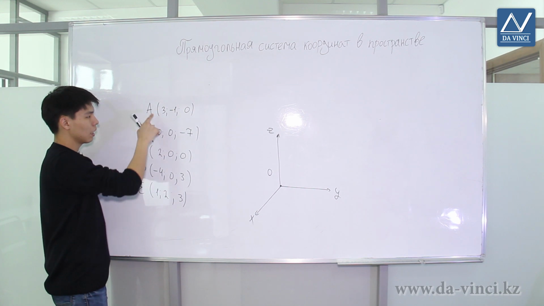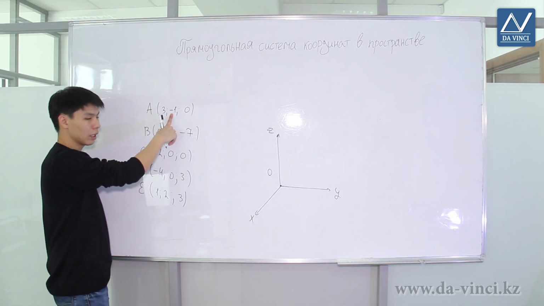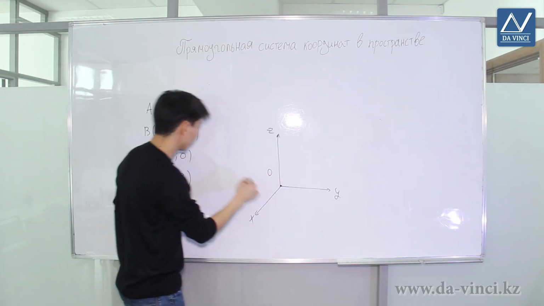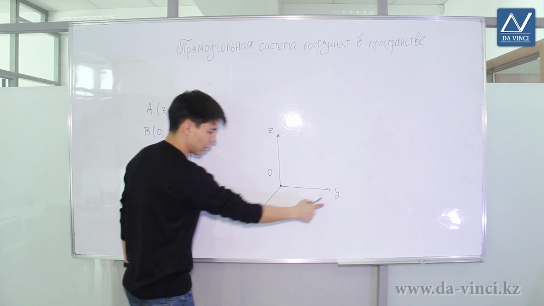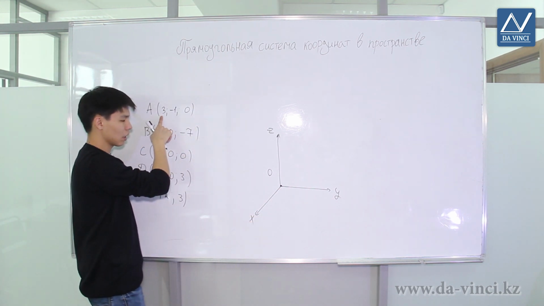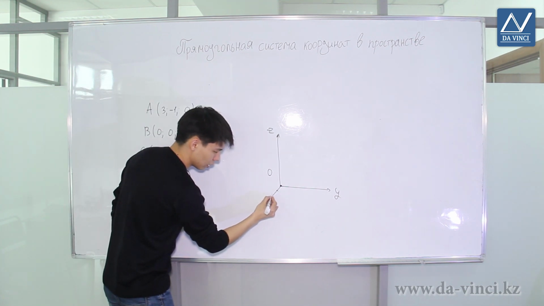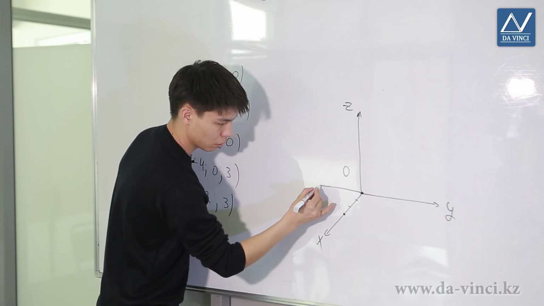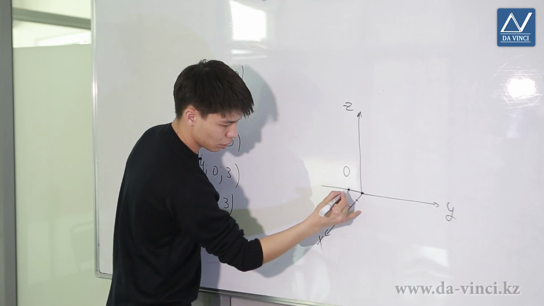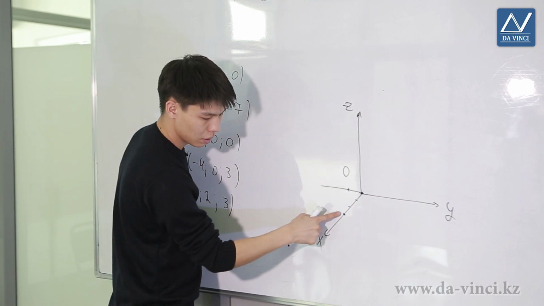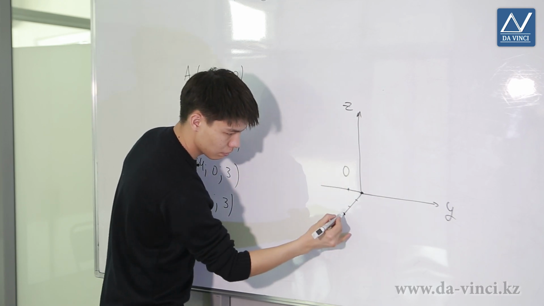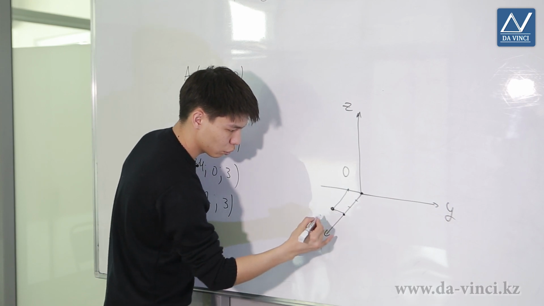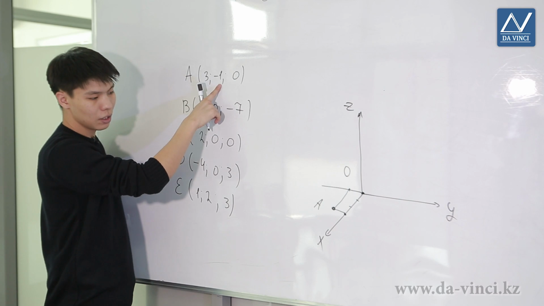Let's start at point A. It has x-coordinate 3, y-coordinate minus 1, and the z-coordinate 0. If the coordinate is 0, then this point will lie on the xy plane. It remains to draw a point on this plane with coordinates 3 and minus 1. We mark 3 on x, minus 1 on y, so we will go in this direction. Now we draw straight lines through these points that are parallel to the corresponding axis. Through this point, a straight line parallel to the OY axis. Through this point, a straight line parallel to the OX axis. And where they intersect, there will be point A, with coordinates 3, minus 1, and 0.